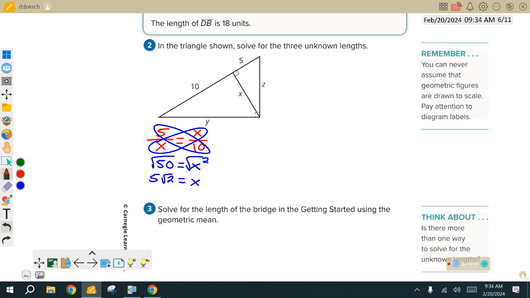Now, we technically get two solutions: positive and negative 5 root 2. But in this case, we have context. What is x representing?